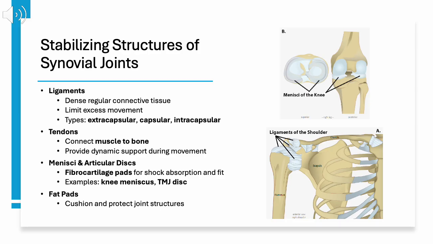Finally, fat pads are found in some joints and serve as cushions. They help absorb pressure and fill spaces as the joint moves and changes shape. Together, these structures ensure that synovial joints are not only mobile, but also strong and protected, even under constant stress.